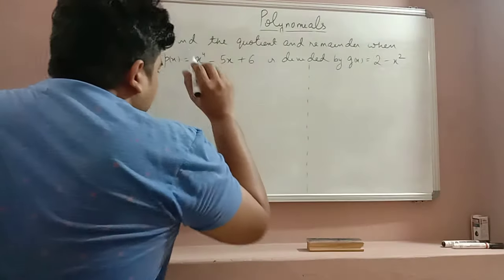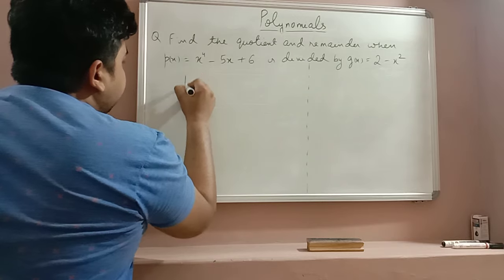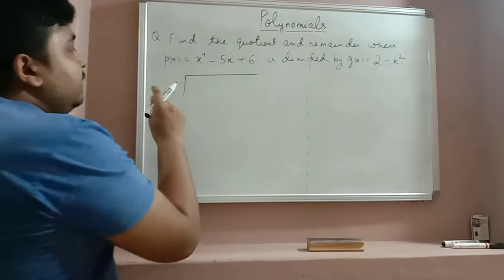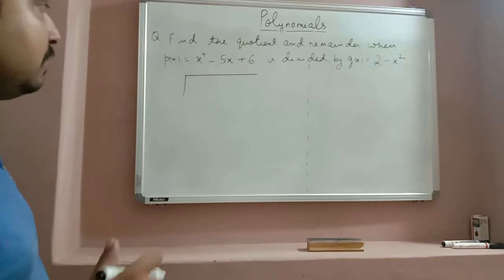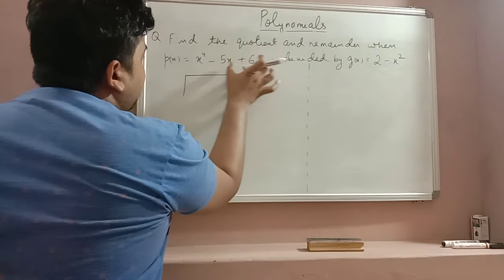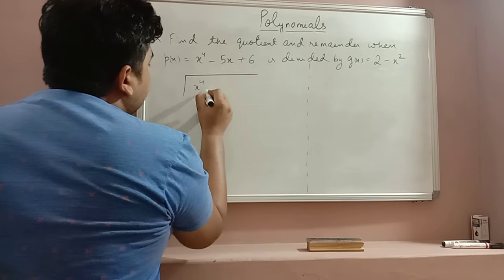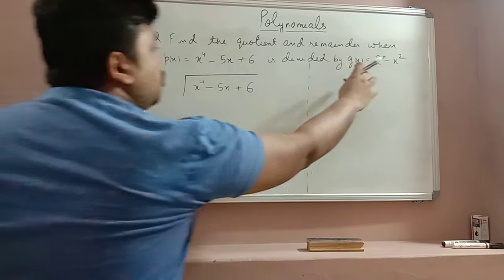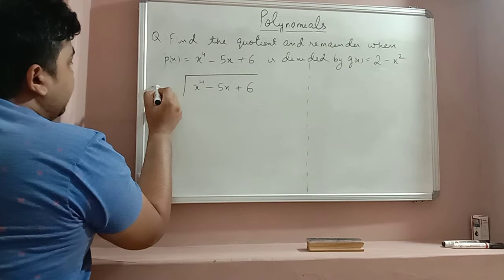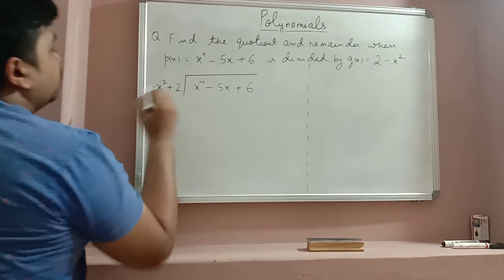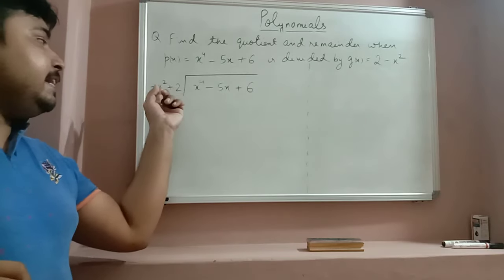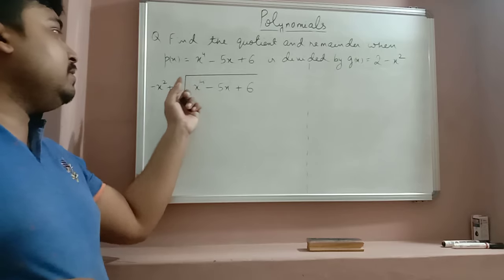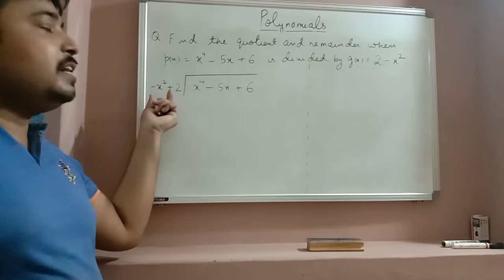Now we got to be very careful in dividing these polynomials. We need to take care that we write it in descending orders of powers of the variables. So this is already in the descending orders of powers of variables. So I'll write x to the power 4 minus 5x plus 6. But here it is 2 minus x square. Instead of 2 minus x square, I will write minus x square plus 2, because x to the power 2 is of greater power than 2 into x to the power 0. So I'll write minus x square first and 2 later on.